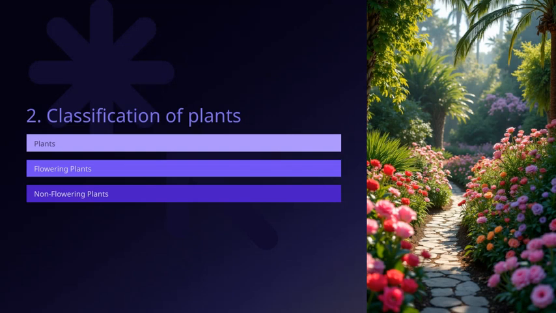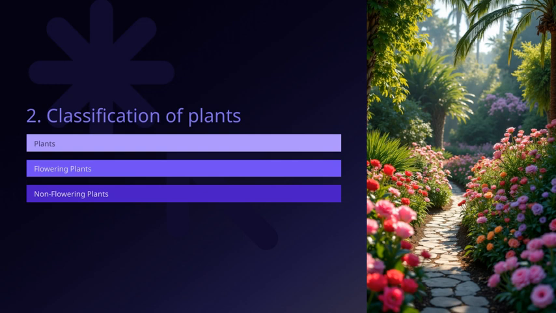Let's take a closer look at the classification of plants. First, we have the broad category simply called plants, which includes all the different types we find in nature. Within this group, we can divide plants into two main categories: flowering plants and non-flowering plants.